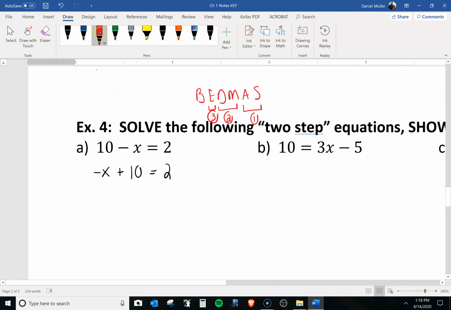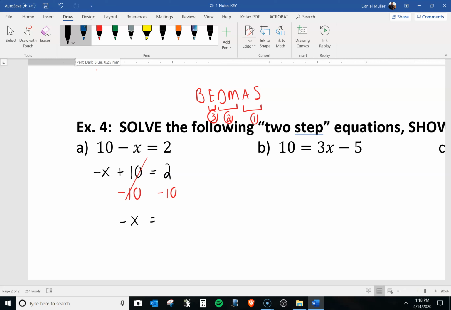Negative x plus 10. So right now we're adding. So that's number 1, adding, subtracting. So we're going to get rid of that with the opposite. So I'm going to minus 10, minus 10. Those are going to be gone. I've got a negative x, and there's the equal sign, and I've got 2 minus 10. 2 minus 10 is going to be negative 8. There's 2 good guys, 10 bad guys. There's way more bad guys. How many more are there? There are 8.